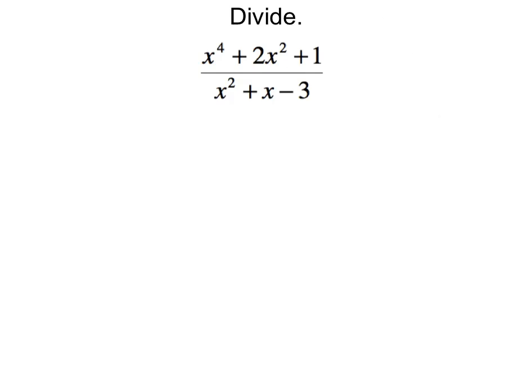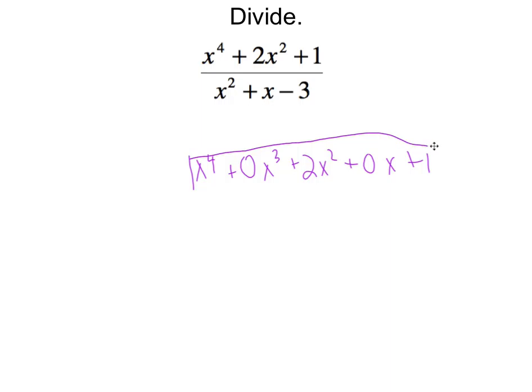So it looks the same, except that you'll notice that there is not an x to the third term, and there is not an x term. So I have to put in a 0 placeholder for that. So I'm going to write it out. x to the fourth plus 0x to the third plus 2x squared plus 0x plus 1. All that is divided by x squared plus x minus 3.